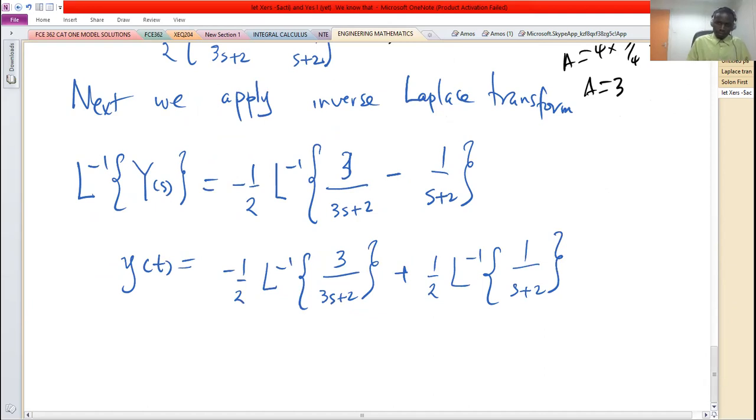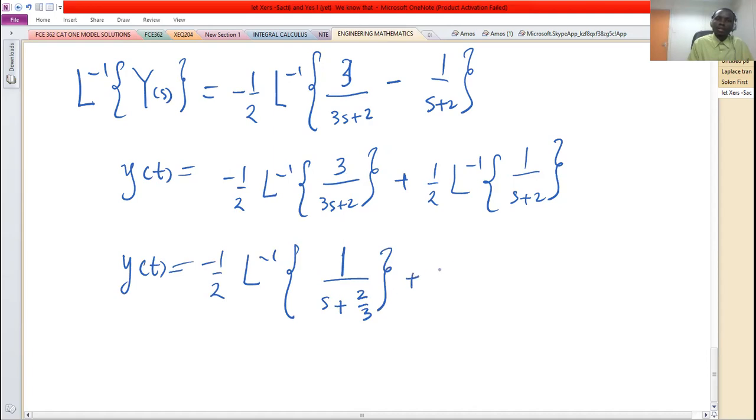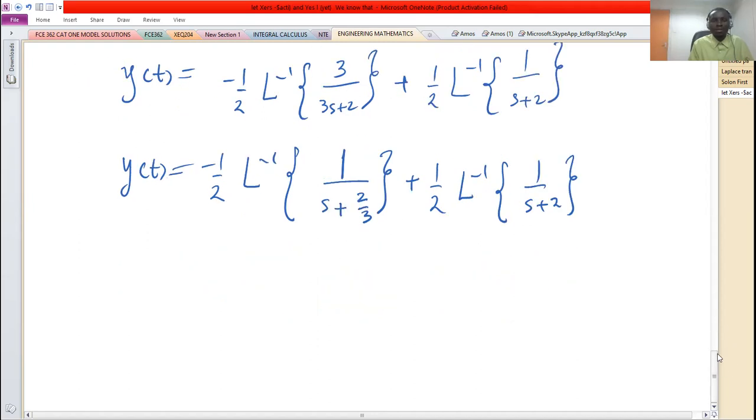So for this one to take the standard form as 1 over s plus a constant, it can be written as y of t equals -1/2. So I divide each term by 3 so that I have 1 over s plus 2 over 3, and then plus 1/2 L inverse 1 over s plus 2. So now this one and this one are in standard form that we can actually read their Laplace transforms.